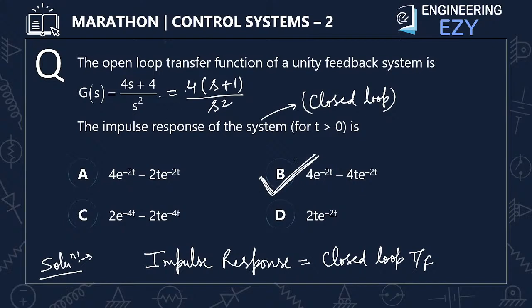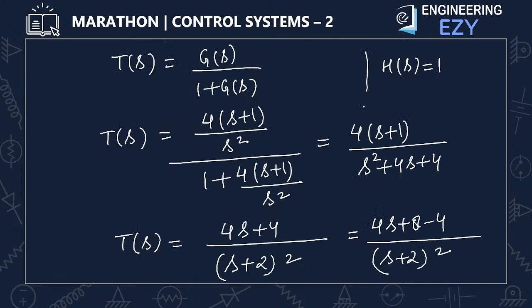So the open loop transfer function of a unity feedback system is given and we have to calculate the impulse response. Impulse response means closed loop transfer function. Impulse response is nothing but it is equal to the closed loop transfer function. And closed loop transfer function is G(s) upon 1 plus G(s). Okay. Moving to the next question.